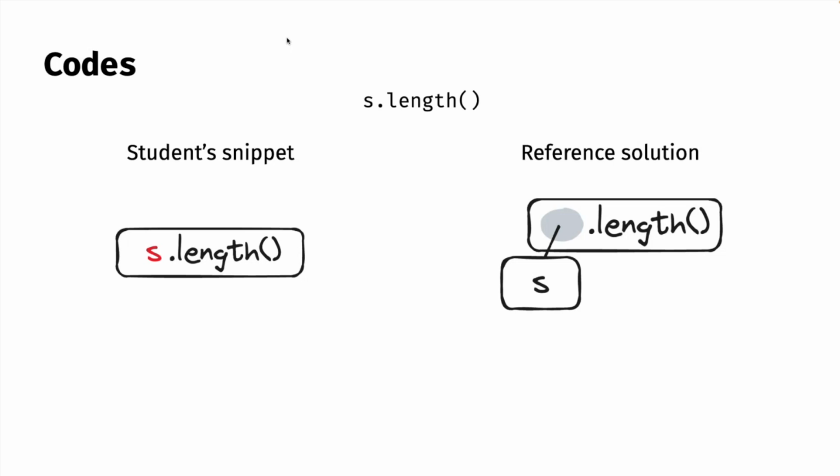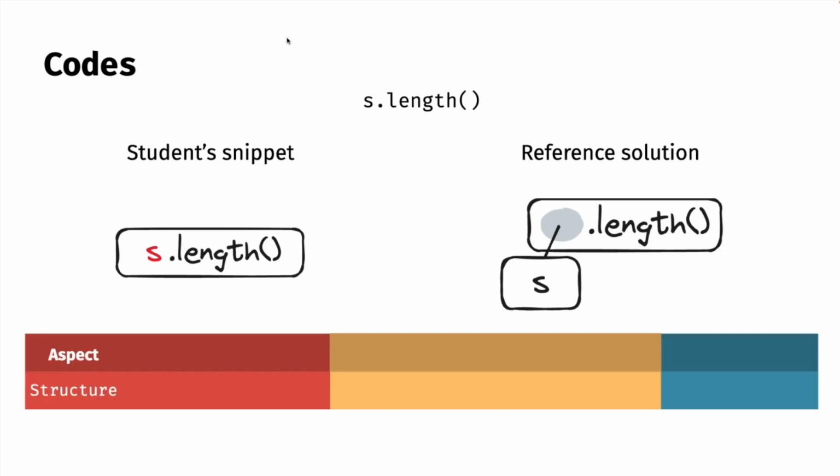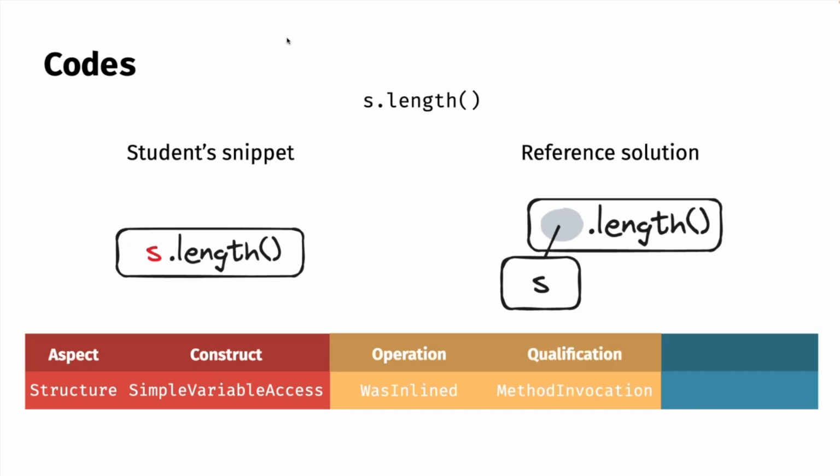So how do we record this deviation? Well, we say that it's a deviation about the structure of the expression tree. It involves a simple variable access, which is the name of this construct, the S variable. And what happened to it? It was inlined into a method invocation. And we classify this as a higher level logical mistake called variable inline.